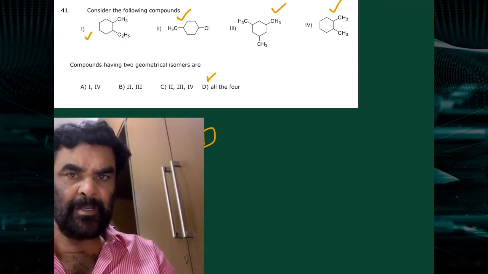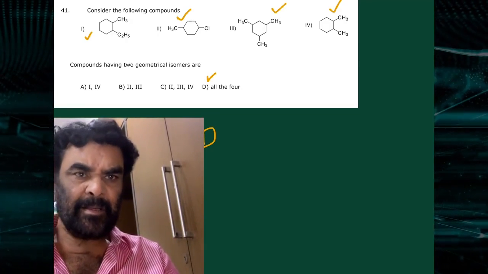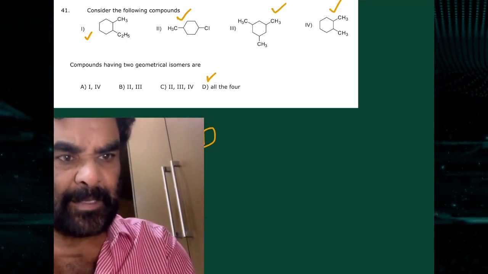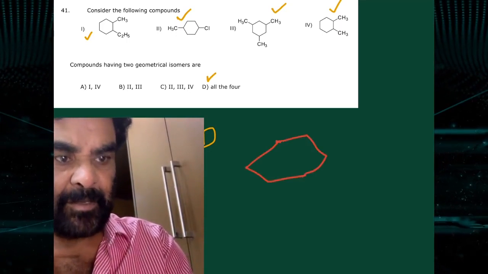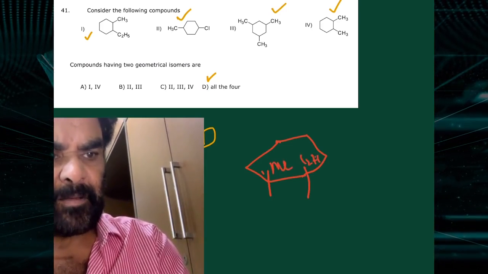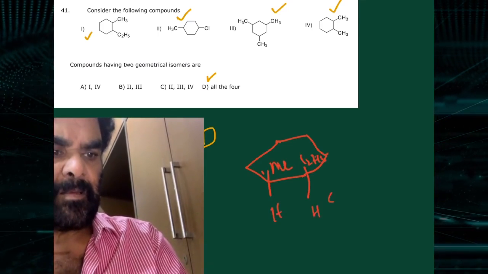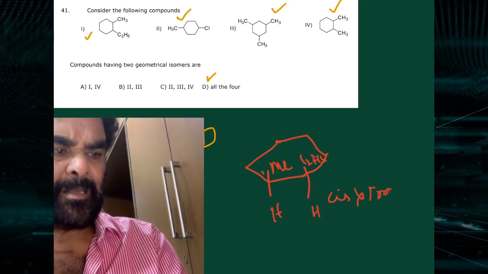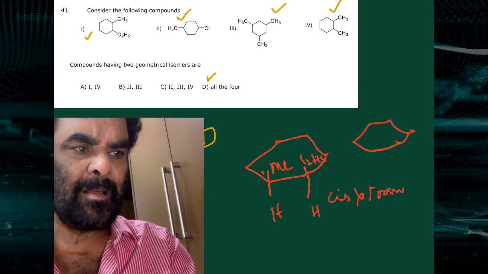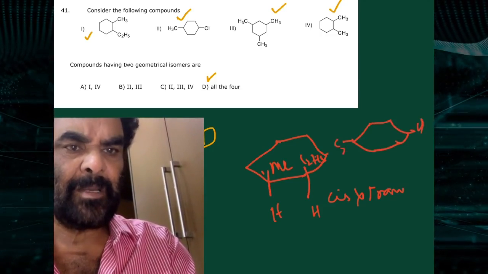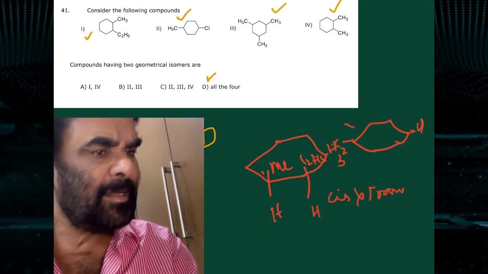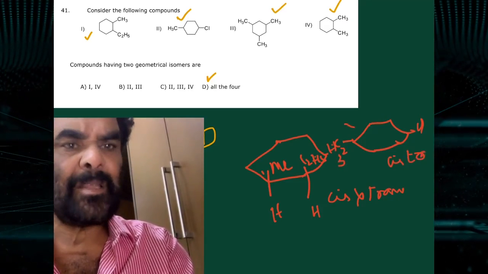Consider the following compounds having two geometrical isomers. For this it is possible. Cyclohexane, two geometrical isomers. He is asking only geometrical isomers. Disubstituted, this is C2H5. Cis and trans naturally. Here all disubstituted show it, except one that is C2H5, CH3, CH3 possible. So cis-trans is satisfying the condition.